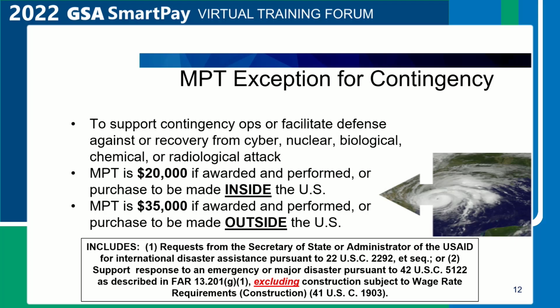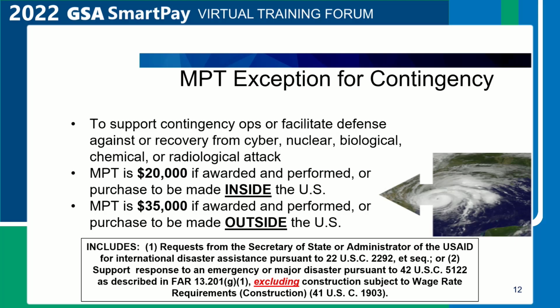Micropurchase threshold exception for contingency operations. So in fiscal year 1998, the Stafford Act provided for an increased micropurchase threshold for use under contingency operations. This includes the acquisition of supply or services that, as determined by the head of the agency, are used to support a contingency operation to facilitate defense against any type of emergency or major disaster.